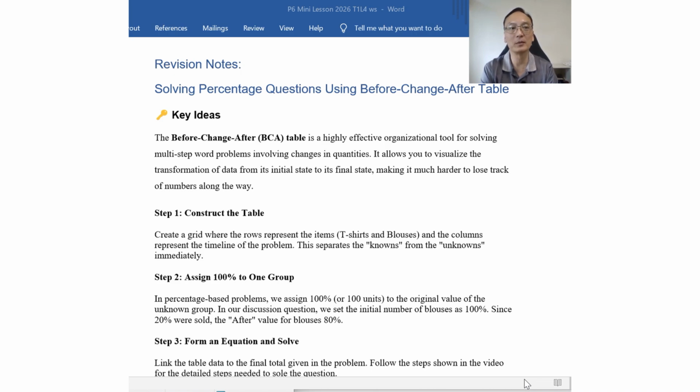Step 1 is to construct the table. Create a grid where the rows represent the items and the columns represent the timeline of the problem. Step 2 is to assign 100% to the unknown group. In percentage-based problems, we assign 100% or 100 units to the original value of the unknown group. And step 3 is to form an equation to solve the question. Link the table data to the final total given in the problem. Now I'm going to show you how I solve this in the following question.